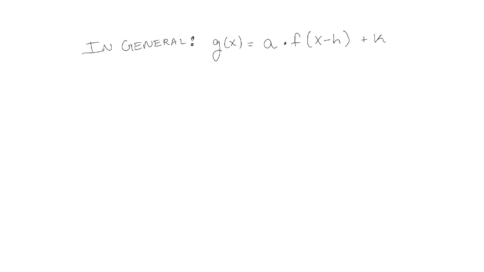Okay, so a right here we said can be a reflection if it's negative. So there can be two things: if negative a, and it also represents a compression or a stretch.